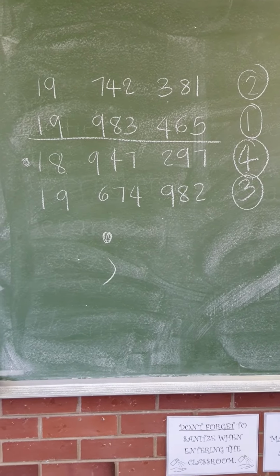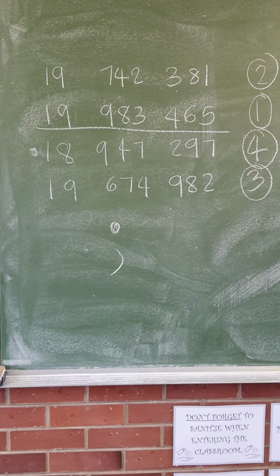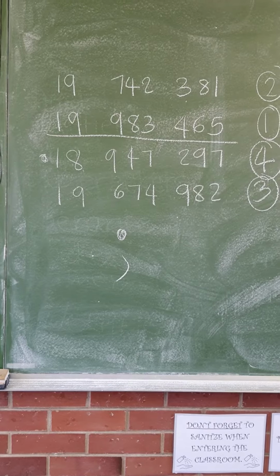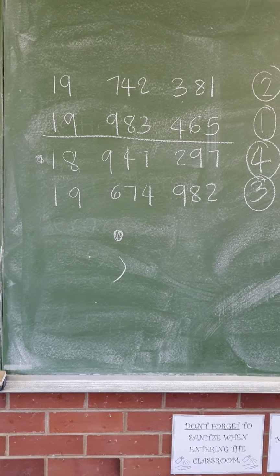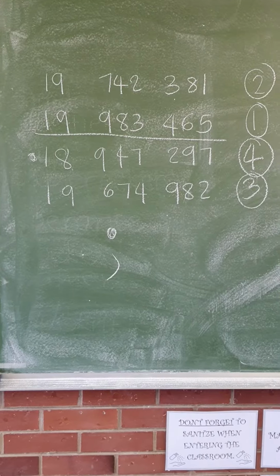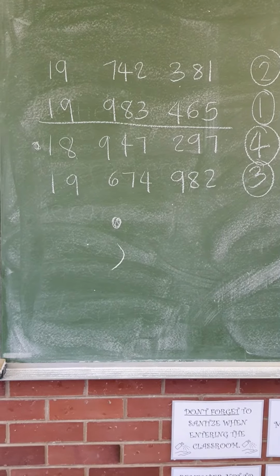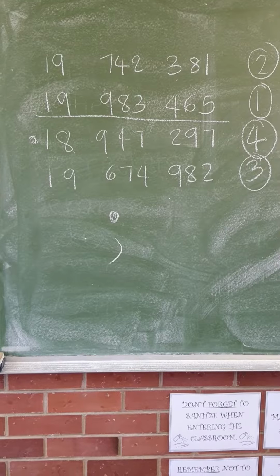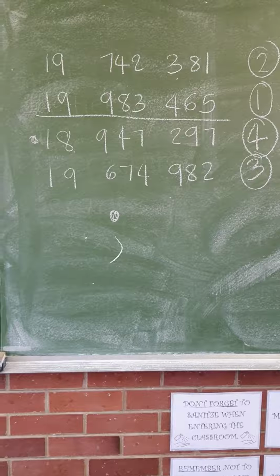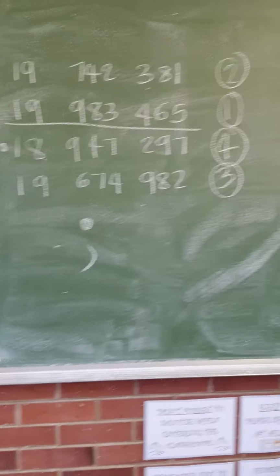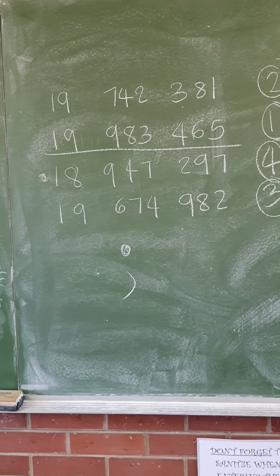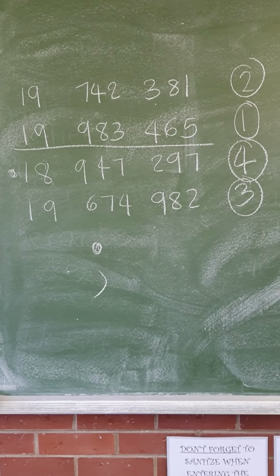19,983,465. Then I have 18,947,297. And the last one is 19,674,982. So that was the descending order, starting with the highest one, coming down to the lowest number.